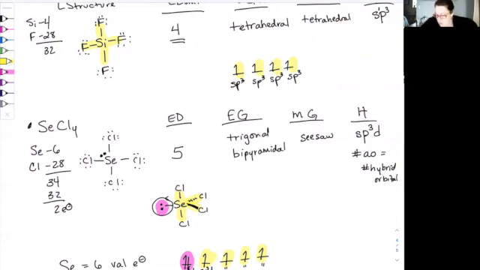You're welcome. One other thing, do you think we could maybe do an example like this where there would be a pi bond?